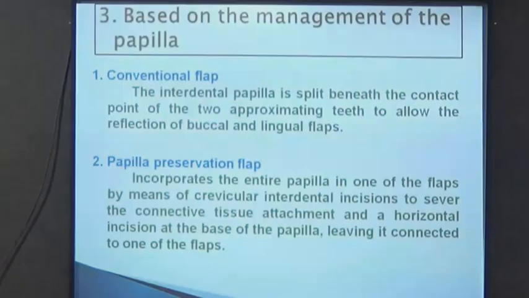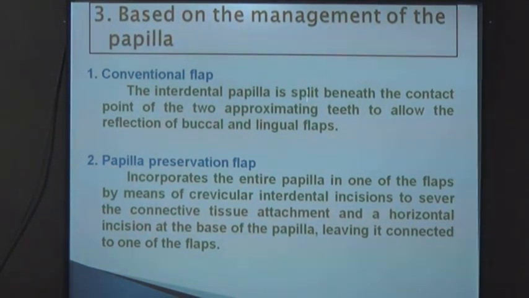Okay? See, in conventional flap, the interdental papilla is split beneath the contact point of the two approximating teeth. Correctly anga split ஆயிடும். Then you will do the reflection, after doing surgery correctly enter பண்ணி பிரிச்சு then you are closing it up. Whereas in papilla preservation, it incorporates the entire papilla in one flap by means of a crevicular interdental incision to sever the connective tissue attachment and a horizontal incision at the base of the papilla, leaving it connected to one flap.